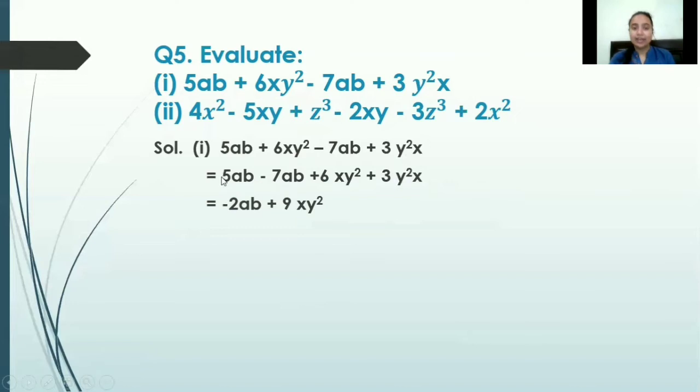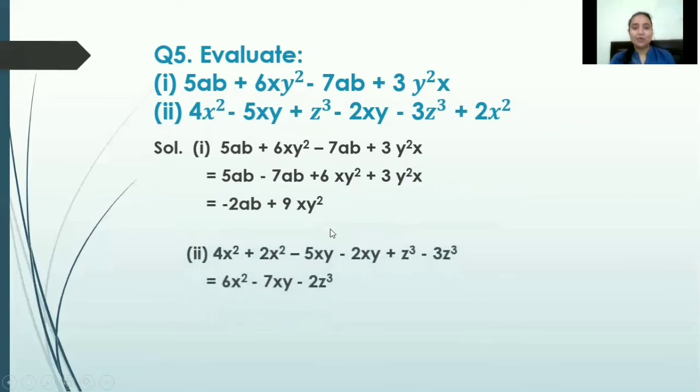So 7 minus 5 equals minus 2ab. Then 6 plus 3, 9xy square. You can write y square x as well, but only one you will write. What about the second point?